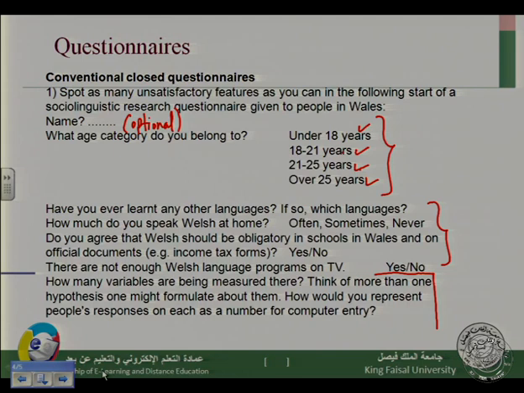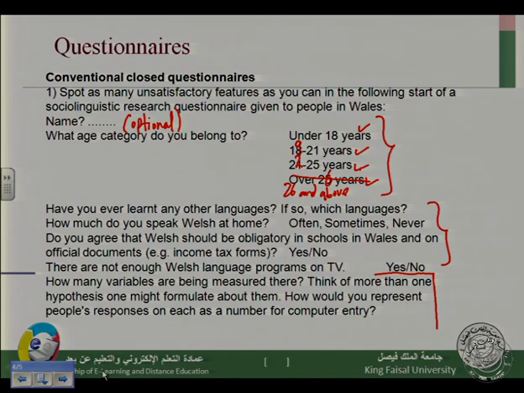So one way to improve it is to have it under 18 years, and here from 19 to 21, and here from 21 to 25, and here over 26. Or you would say 26 and above. Let's say 26 and above. This is one way to improve it.